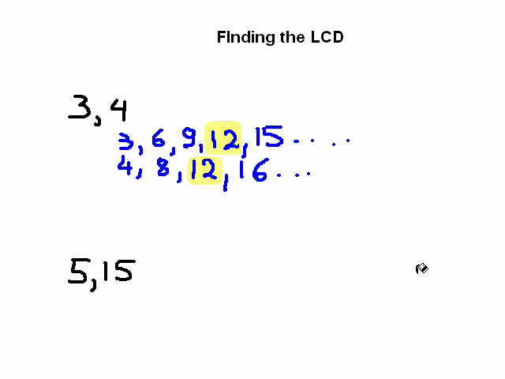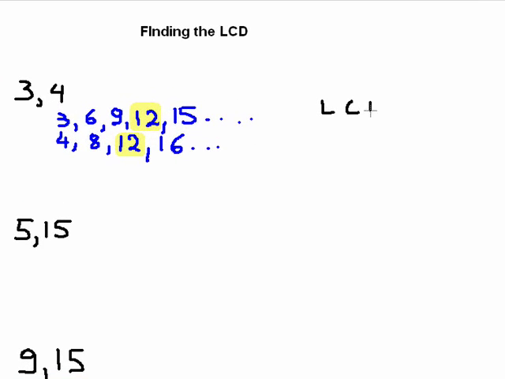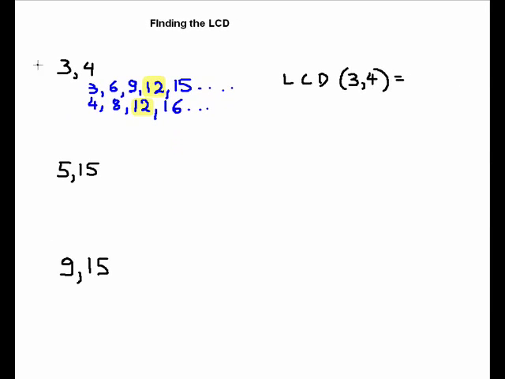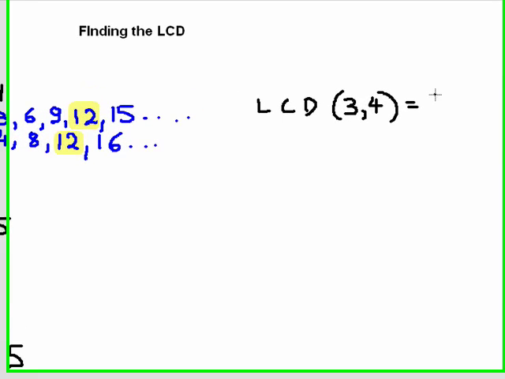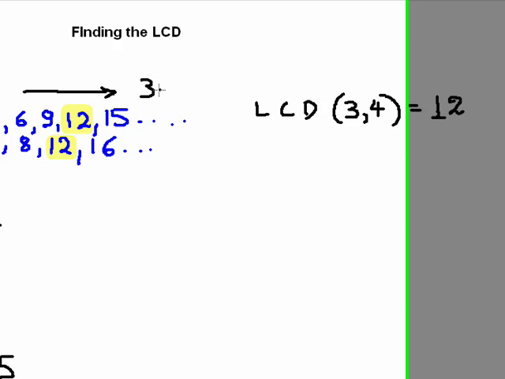Okay, it's clear. So what does this mean? This is the smallest common multiple of 3 and 4. So this means that the LCD of 3 and 4 is the number 12. In this case, it's really easy to find because 3 and 4 are relative primes. They have nothing in common. So you can immediately see that their least common multiple will be nothing else than their product, 3 times 4.